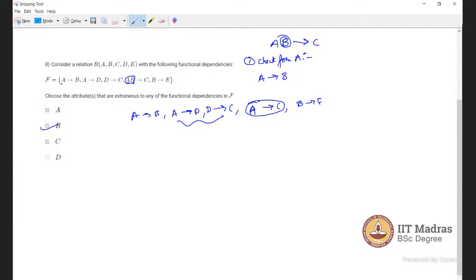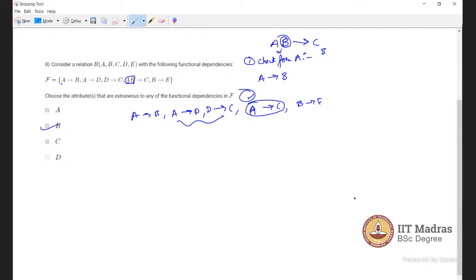It is a redundant functional dependency, not an extraneous attribute. Extraneous attribute means that if we remove an attribute from the left hand side or right hand side of a functional dependency, it affects the original functional dependency set or not. In the case of a minimal cover or canonical cover, we can remove this functional dependency. But whether A determines C is extraneous, we cannot say.